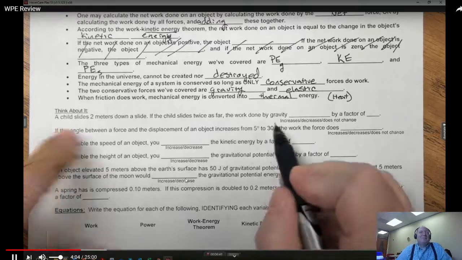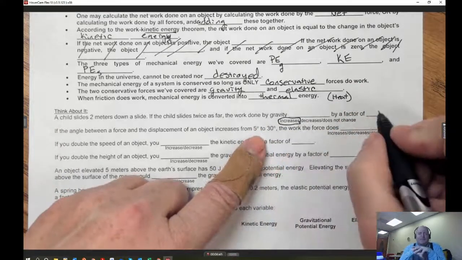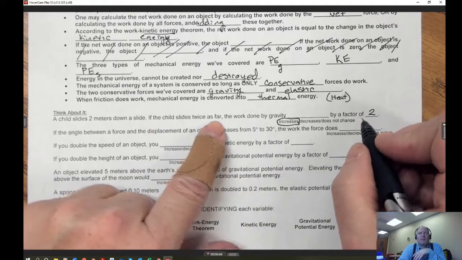Your work done by gravity is going to increase because you're moving twice as far. Oh, I really like this, by a factor of 2 because we doubled.